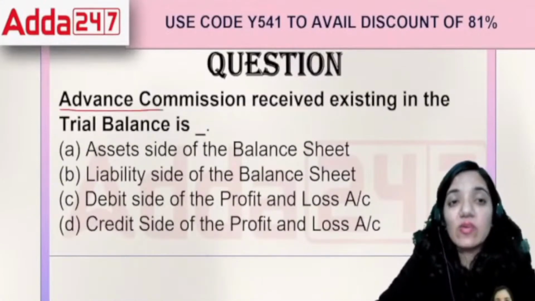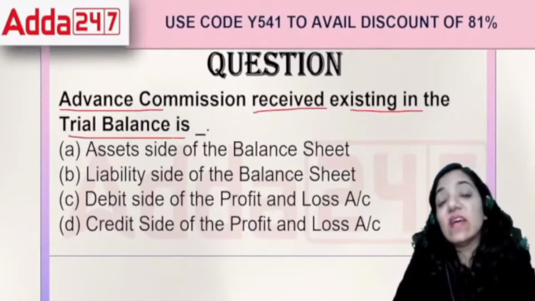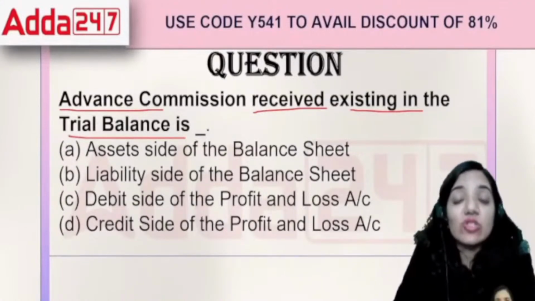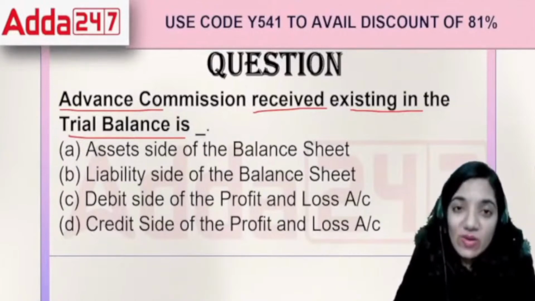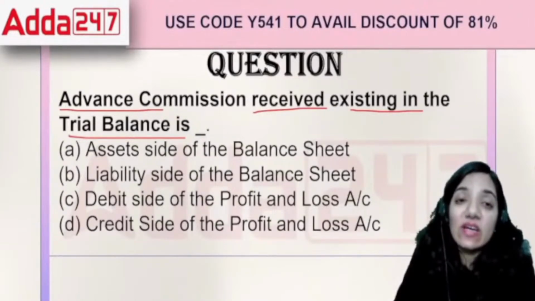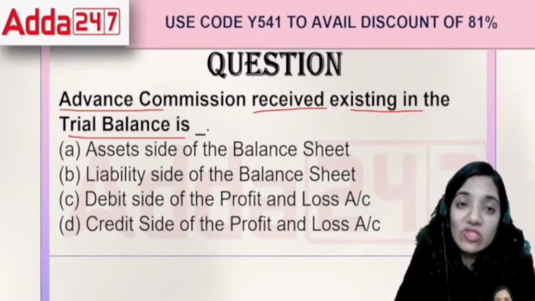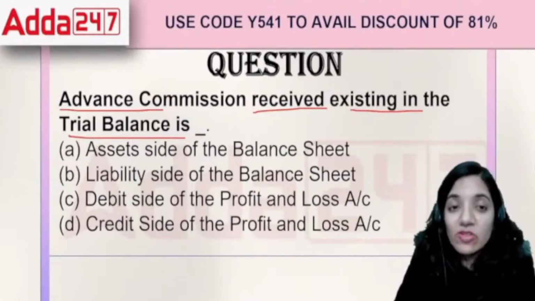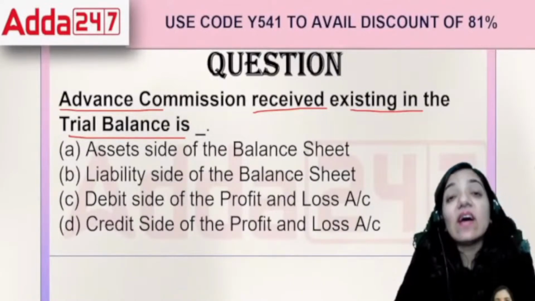Next question. Advance commission received, existing in the trial balance, is. Advance commission received means I haven't given the services to earn the commission yet, but I have been given this commission in advance. So when I receive it in advance, is it shown on the asset side of the balance sheet, the liability side of the balance sheet, the debit side of the profit and loss account, or the credit side of the profit and loss account? Where is this shown? Whenever we have any advance commission received, I have received that money in advance.